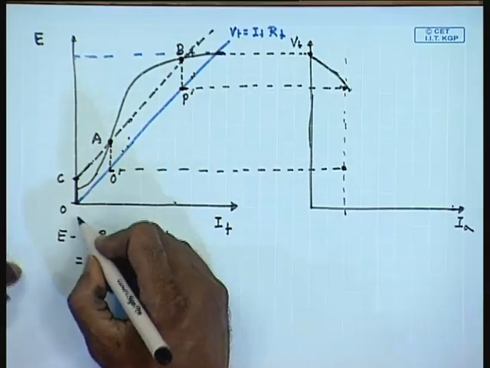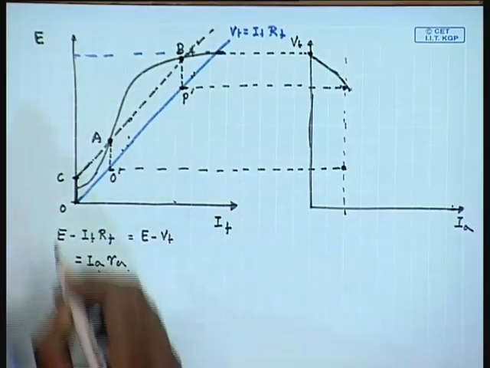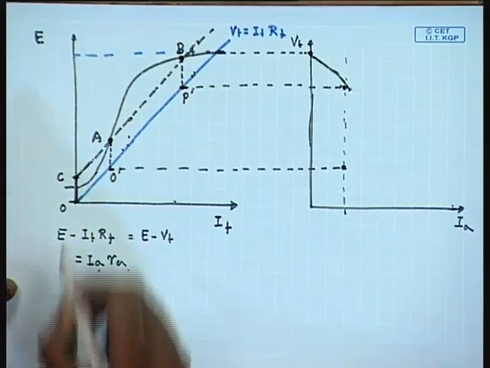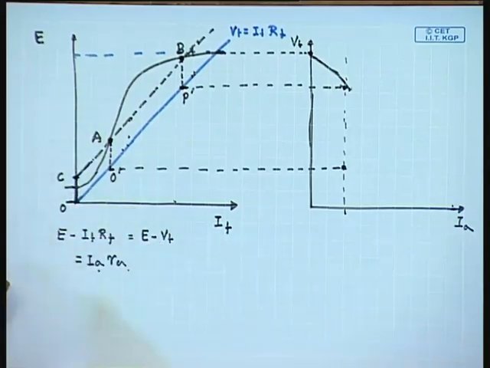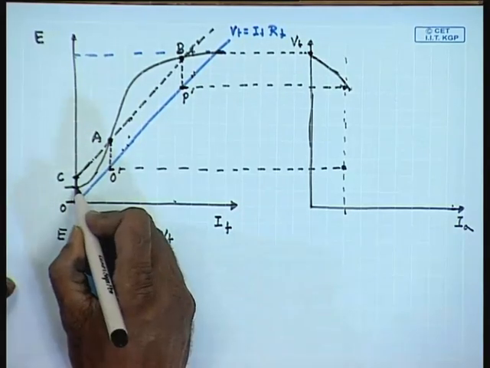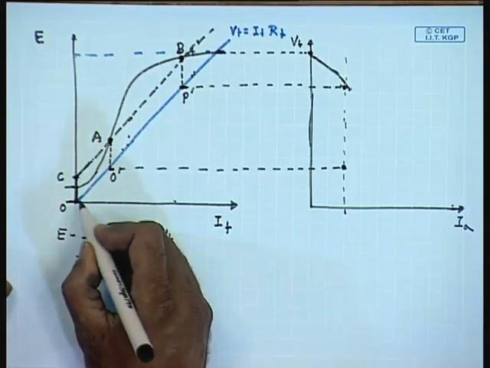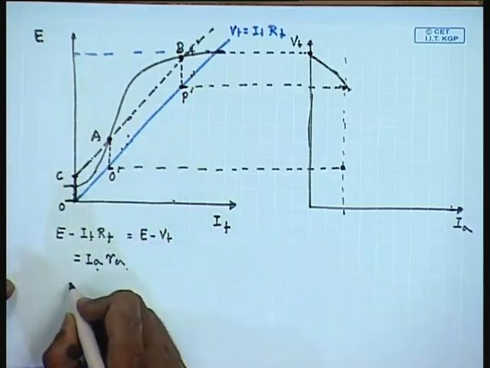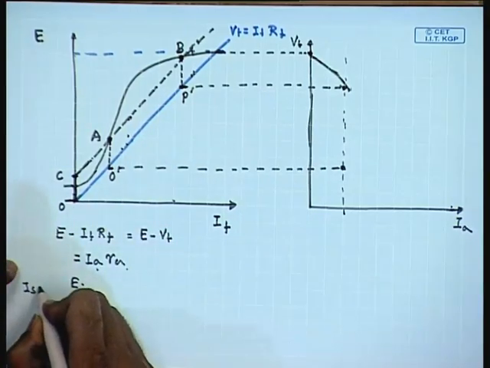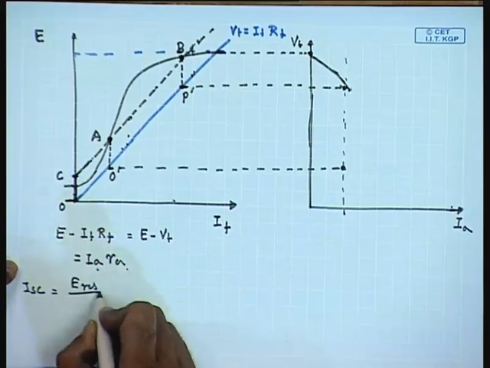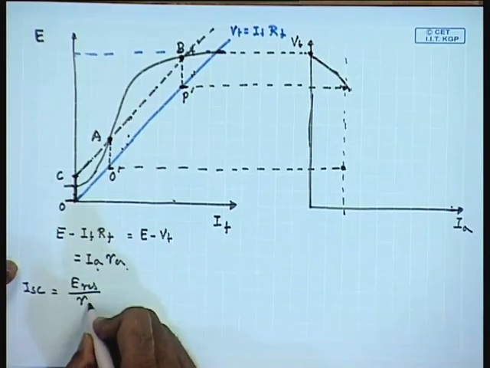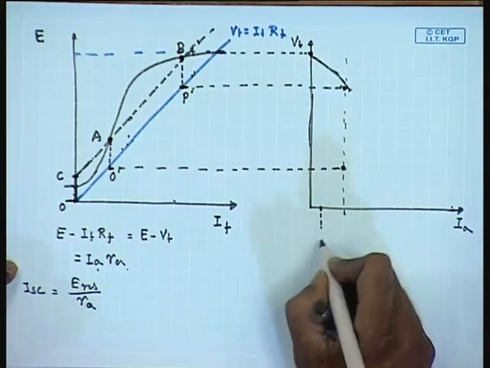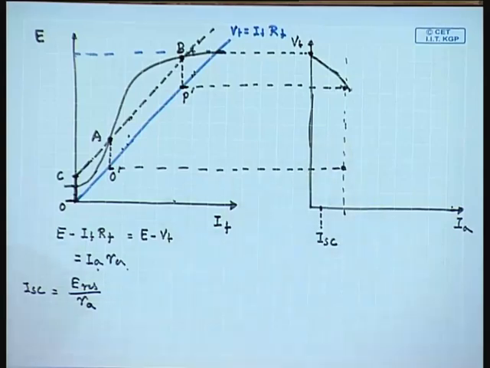Two points are of importance. At terminal voltage equal to 0, the vertical IF equal to 0. So, the terminal voltage is 0, the induced voltage is given by the residual voltage, hence the short circuit current will be the residual voltage E residual divided by RA. This will be ISC.